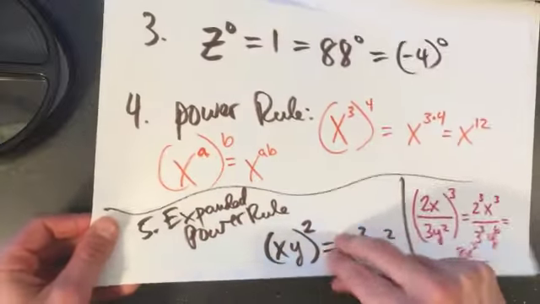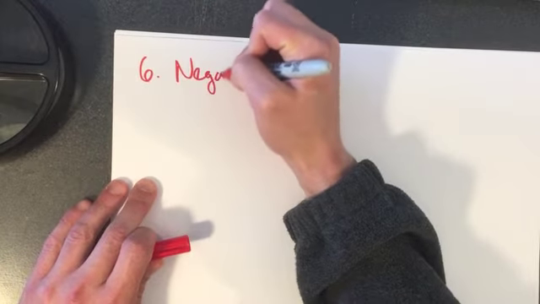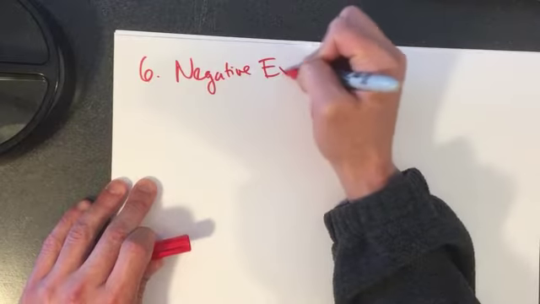Let's move on now. So we've gotten through most of the rules. We've just got the negative exponent rule next, which is probably one of the more important ones here because it's easy to forget. Negative exponents.